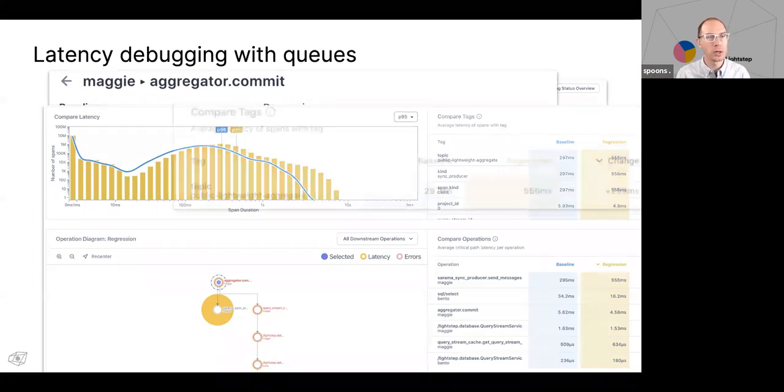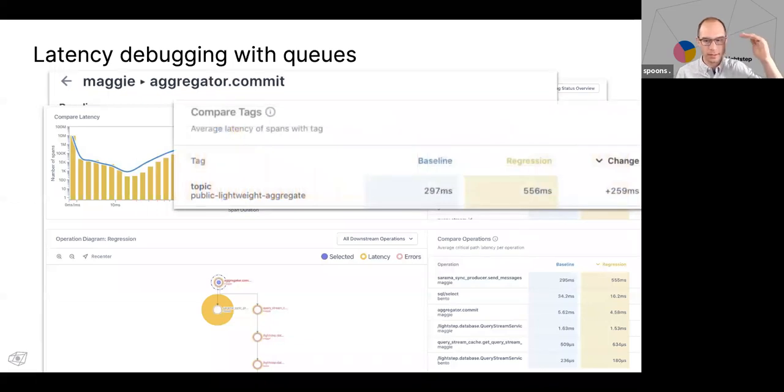One thing is we can look not just at the top level latency, but we can look at different pieces of what's happening within those traces. And we can look at tags or annotations within the spans throughout those traces. And one thing that we discovered in this case is that the latency is associated with a particular topic. So this is pulling data from a Kafka queue.